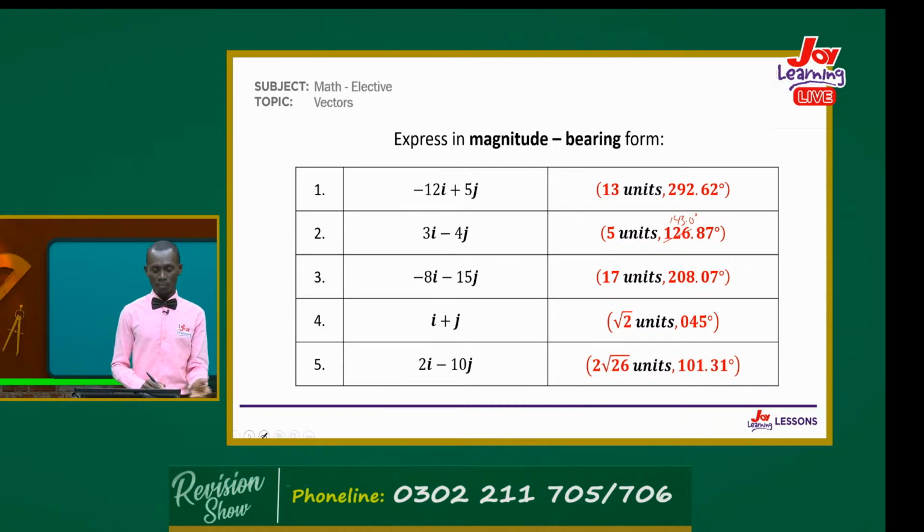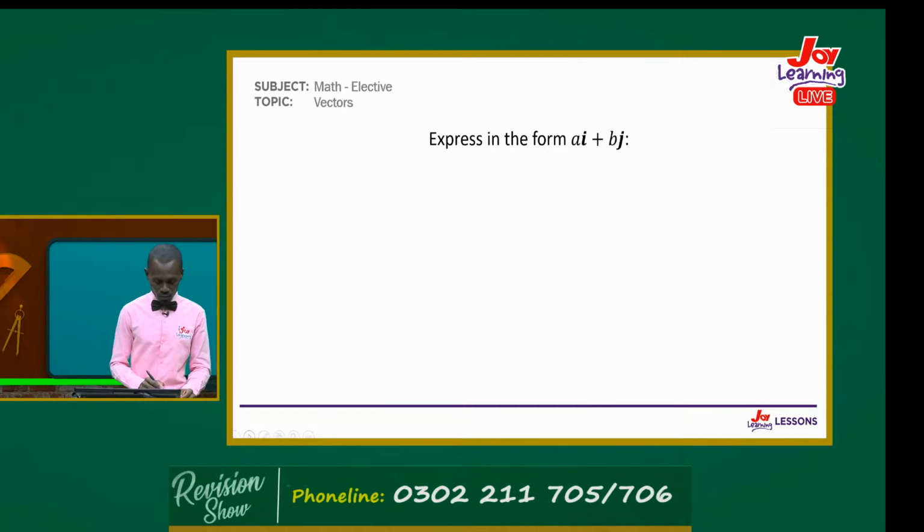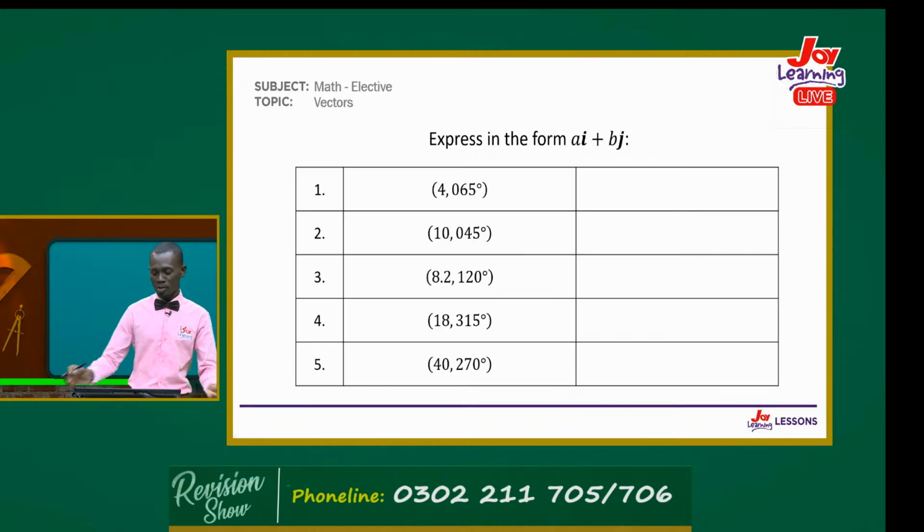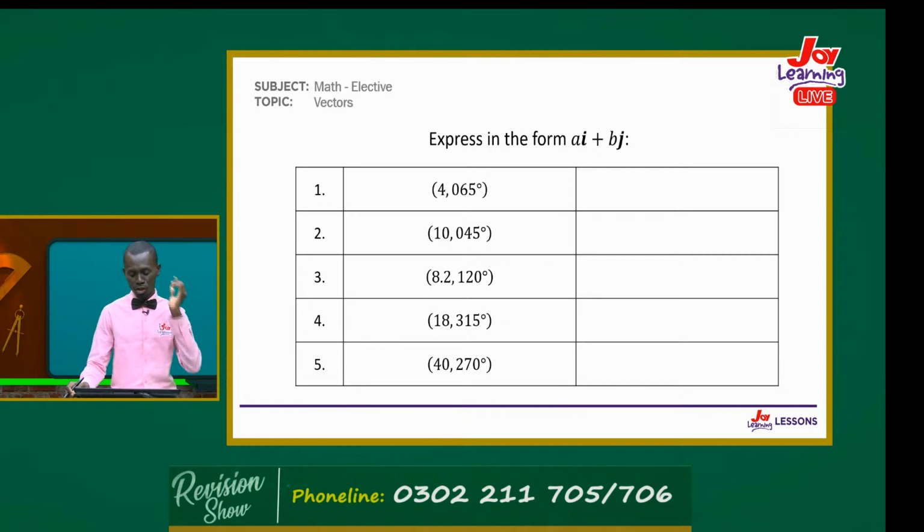Well, I have another set of questions for you. And here, I want you to express the following in the form AI plus BJ, where A and B are the components. So this time around, your job is much simpler than the first case. In this form, all you simply do is 4 sine, 4 cos, 10 sine, 10 cos, and on and on. So let your calculators work very quickly and let's see. But remember, when you finish, you ought to write them in the form AI plus BJ.